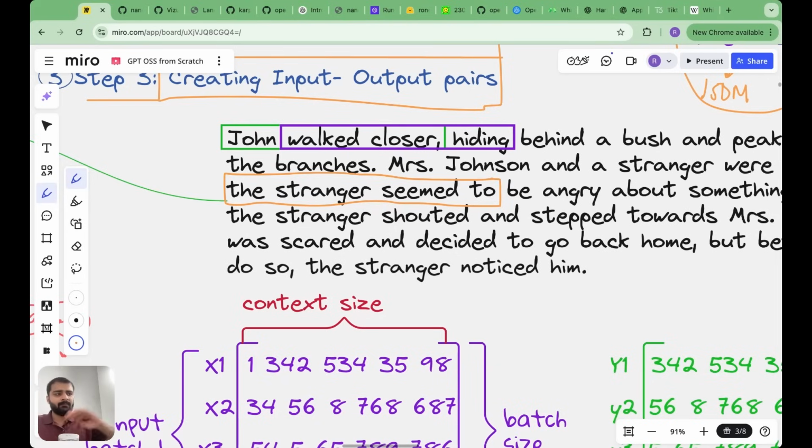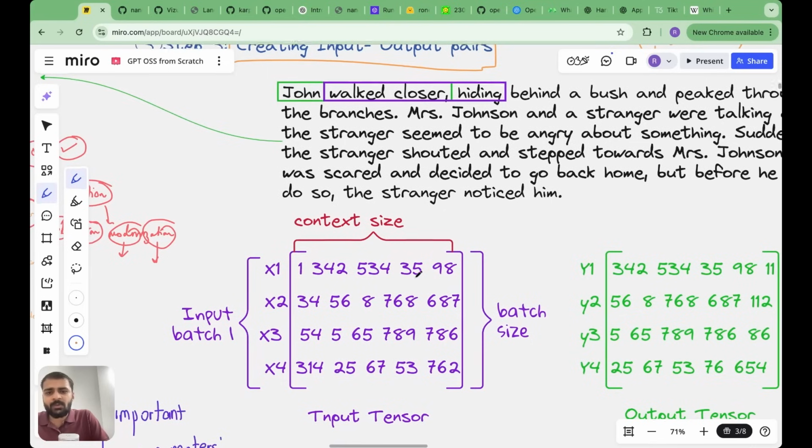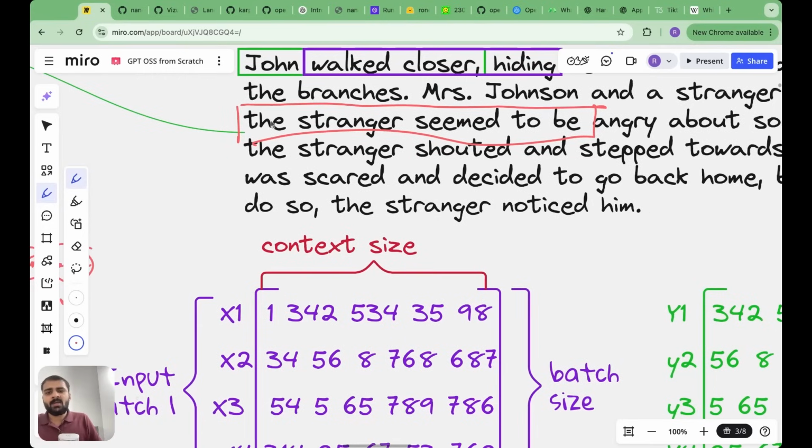Why? Because we have put the context size to be equal to 4, so it can only look at 4 tokens at once. Or let's say, to match this demonstration, if the context size is equal to 5, then the model can look at 5 tokens at once. The stranger seemed to be, 5 tokens at once. That's my first input: the 5 token IDs corresponding to it, 1, 342, 534, 35, and 98.